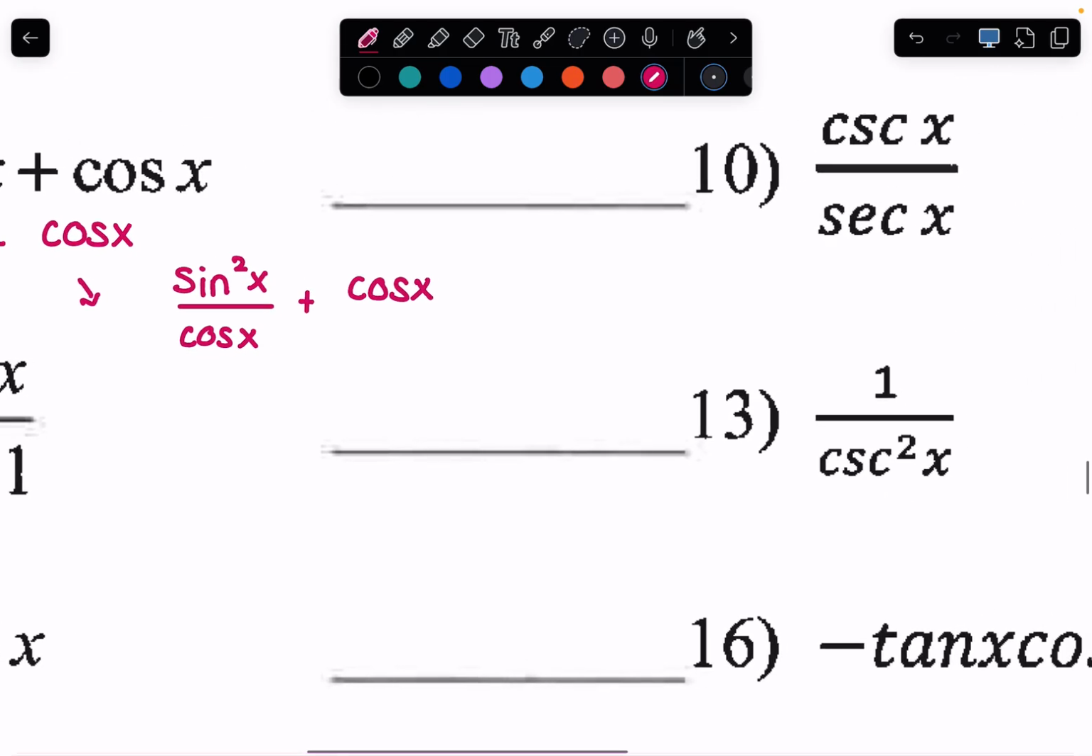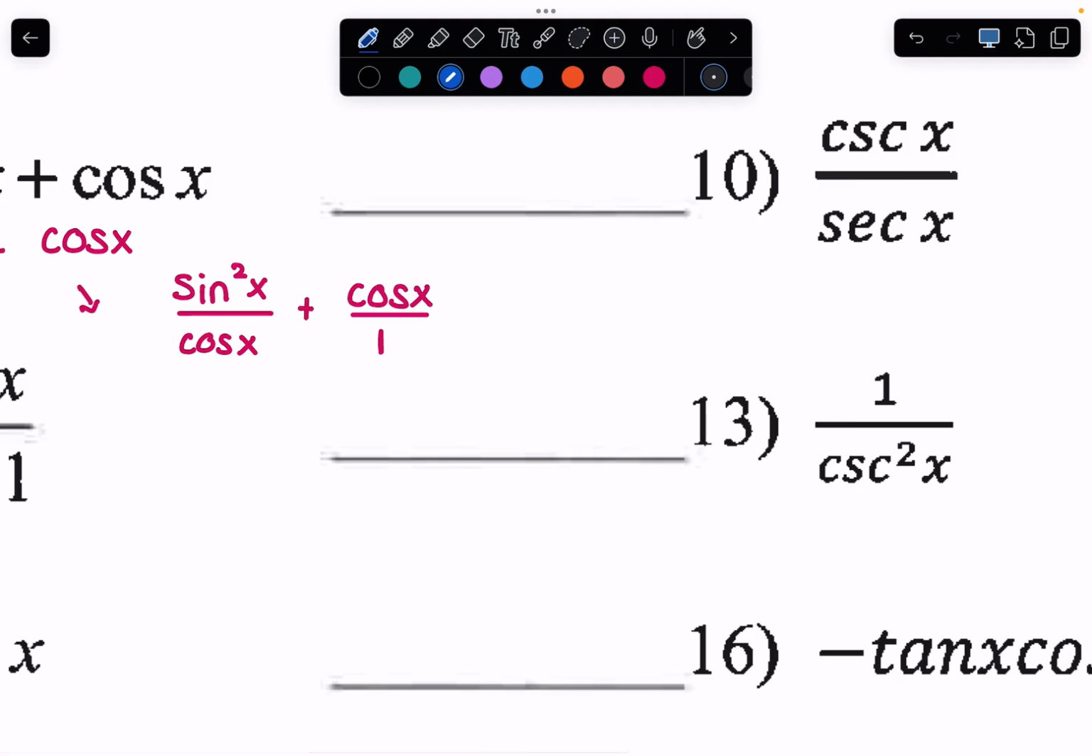Well, this is a fraction plus not a fraction, right? So we need to find a common denominator between these two. Which is what? Cosine. Okay? Don't let the fact that there's trig words in there freak you out. It's like saying 3/4 plus 2. Right? That's it.